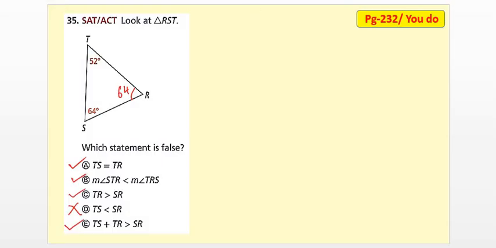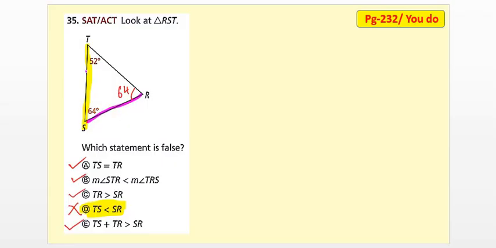D option is correct. Actually, what is the question? They said which statement is false. So all the statements A, B, C and E are correct statements. Only this option is wrong because it says TS. Where is TS? This TS is greater than SR. Where is SR now? Let me show you SR. This is SR. So how could this be less than SR?